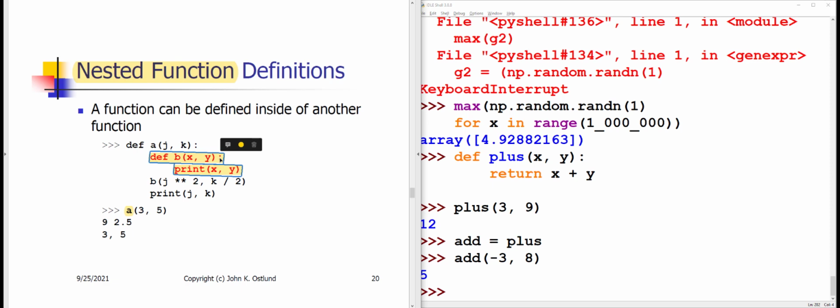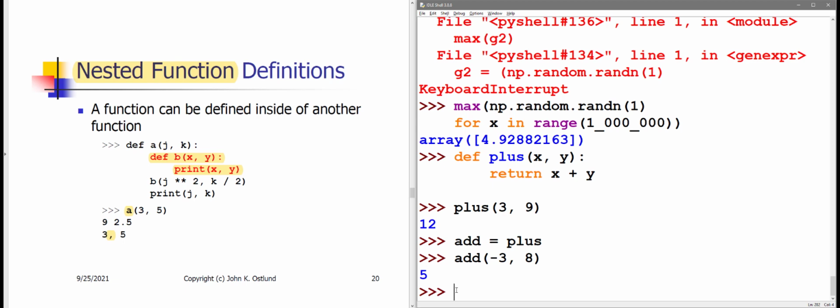Now, b gets called first, of course, so b is receiving the 9 and the 2.5 and prints the 9 and the 2.5. And then I get the 3 and the 5 that came in as part of the parameter values for the a function. Now, I just noticed that there's a typo here. This comma should not exist, actually.